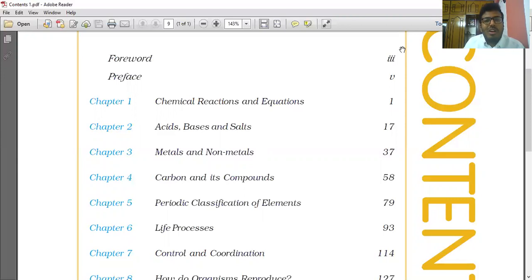And when the valency is 5, 6, or 7, it will be gaining one or two or three electrons. When it is gaining electrons, it will get a negative charge. When it is giving away electrons, it will get a positive charge. So when it is giving, it gets a positive charge, and when it is taking, what will it get? Negative charge.